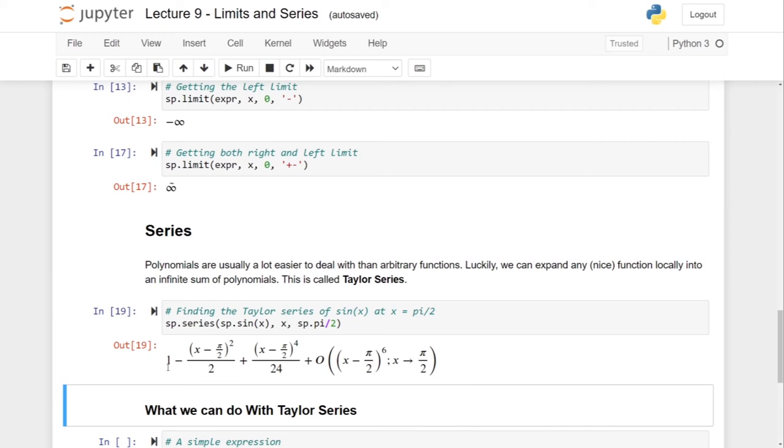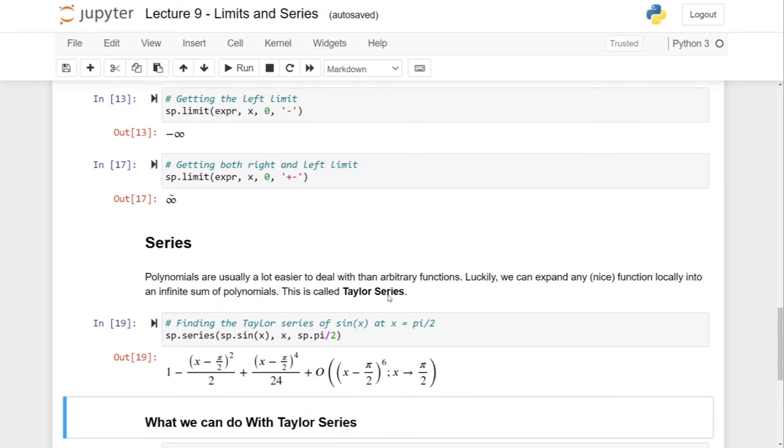So the first part is kind of clear. This is 1, here is some x minus pi half to the second power, and some nonsense like this. But here you get this big O thing. In a simplified way, you can think of this as containing all the rest of the terms in an infinite polynomial, where each term has a power of x minus pi half to the power 6 or higher. So let's see what we can do with Taylor series.